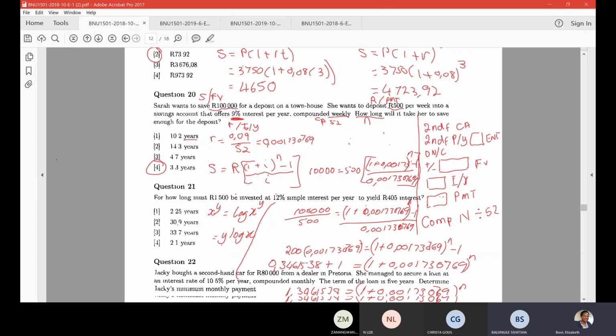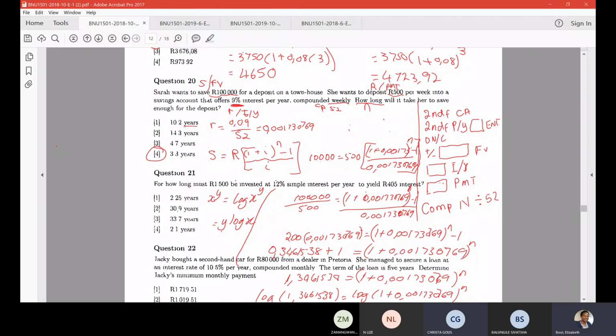Krista, did you also get 3.3? Lizzie, actually, that's my mistake. I only divided by 12, but I was supposed to divide it by 52, then I will get the 3.3. Yes, you can just go back and say comp 52, comp n, and then divide by 52. It should give you the right answer. So this will be 52, and this will be 100,000, and this was 9, and payment was 500.